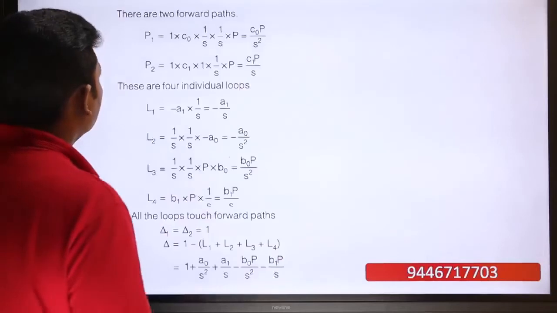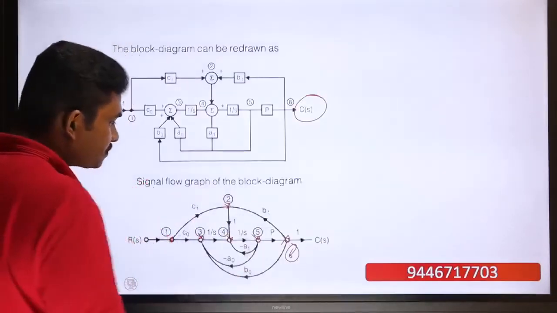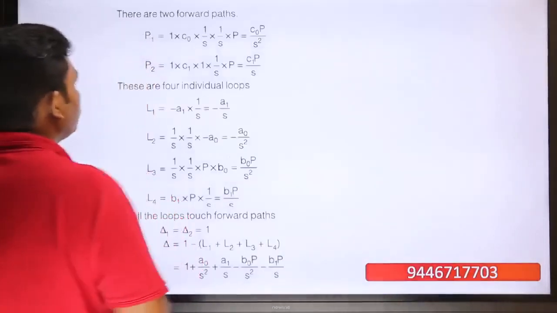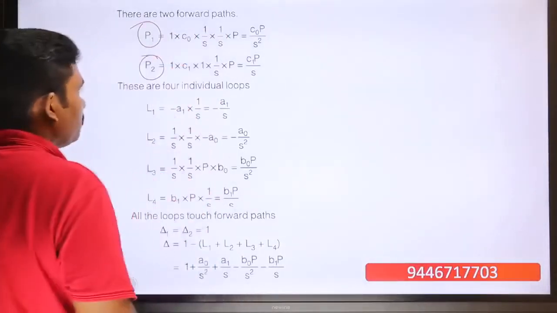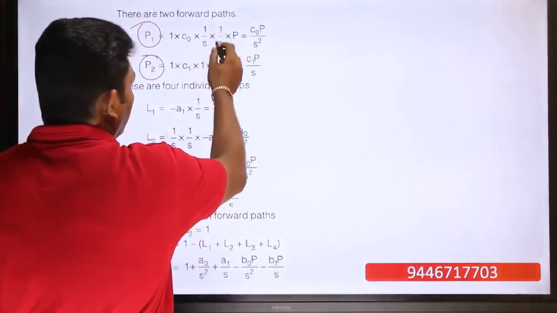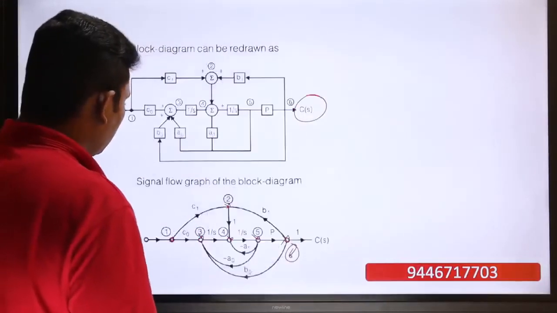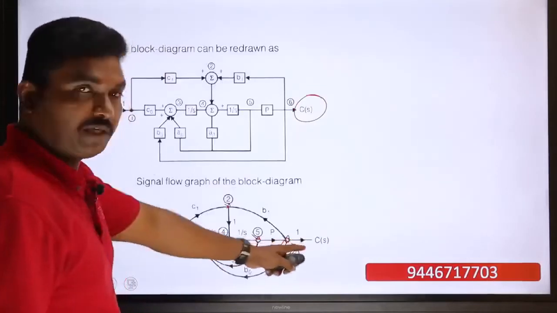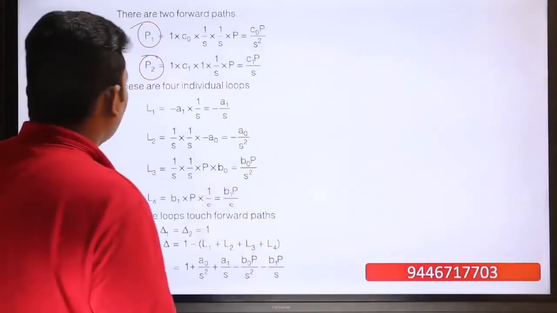Okay, so here there are two forward paths, P1 and P2. So we are going to make expressions for P1 and P2. The first expression is made for P1 and the second expression is made for P2. And you can see the first forward path includes 1, C0, 1 by S, 1 by S and P, and finally it goes to the output. So this is the straight forward path, that is forward path P1.